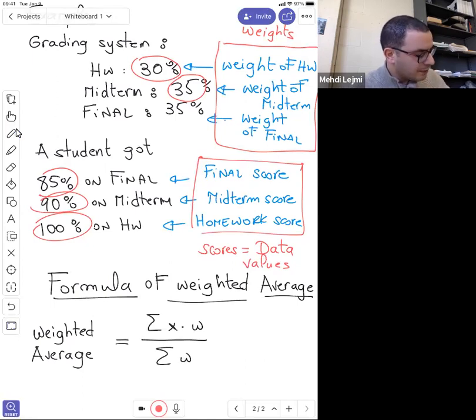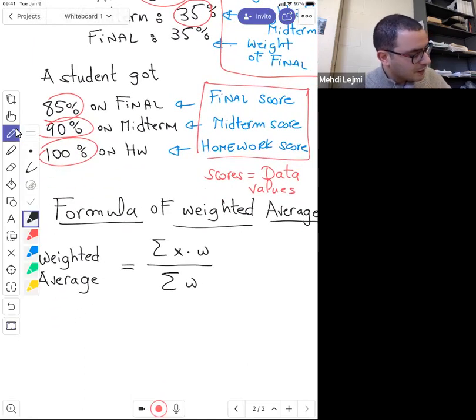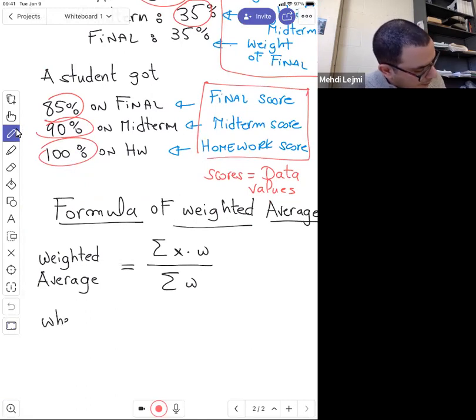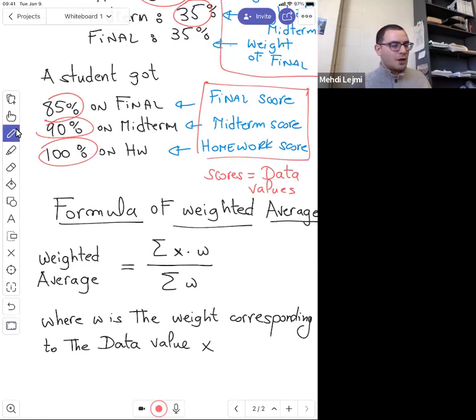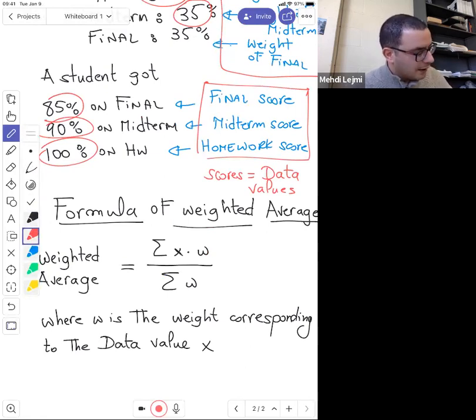Here W is the weight corresponding to the data value X. Okay, so this is the formula for the weighted average.